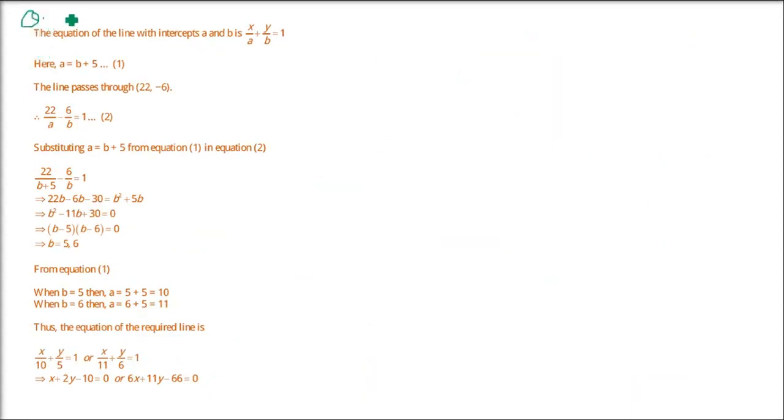So next question is question number 8. Find the equation of a line which passes through point (22, -6) and is such that the intercept on x-axis exceeds the intercept on y-axis by 5. So here, almost similar to what we have done earlier.